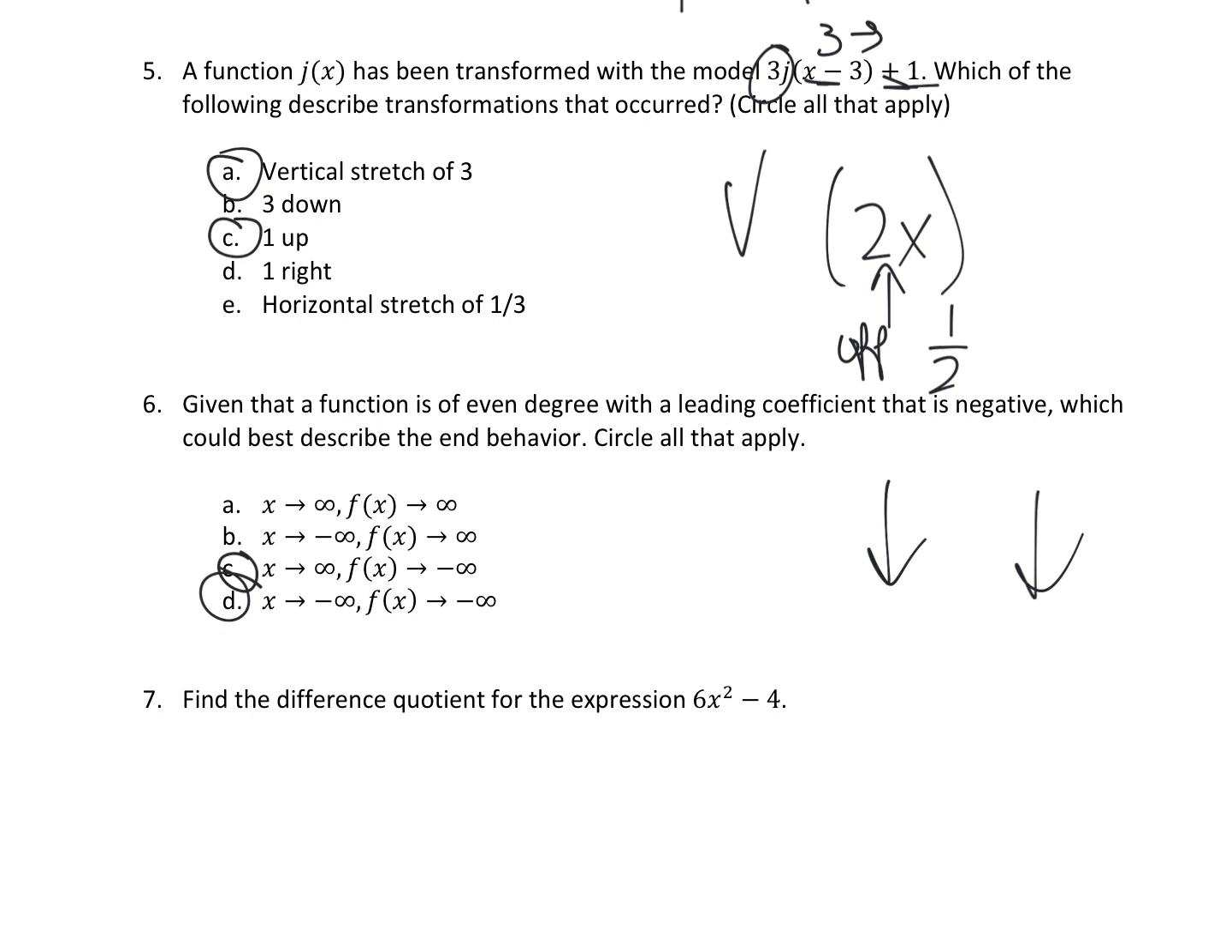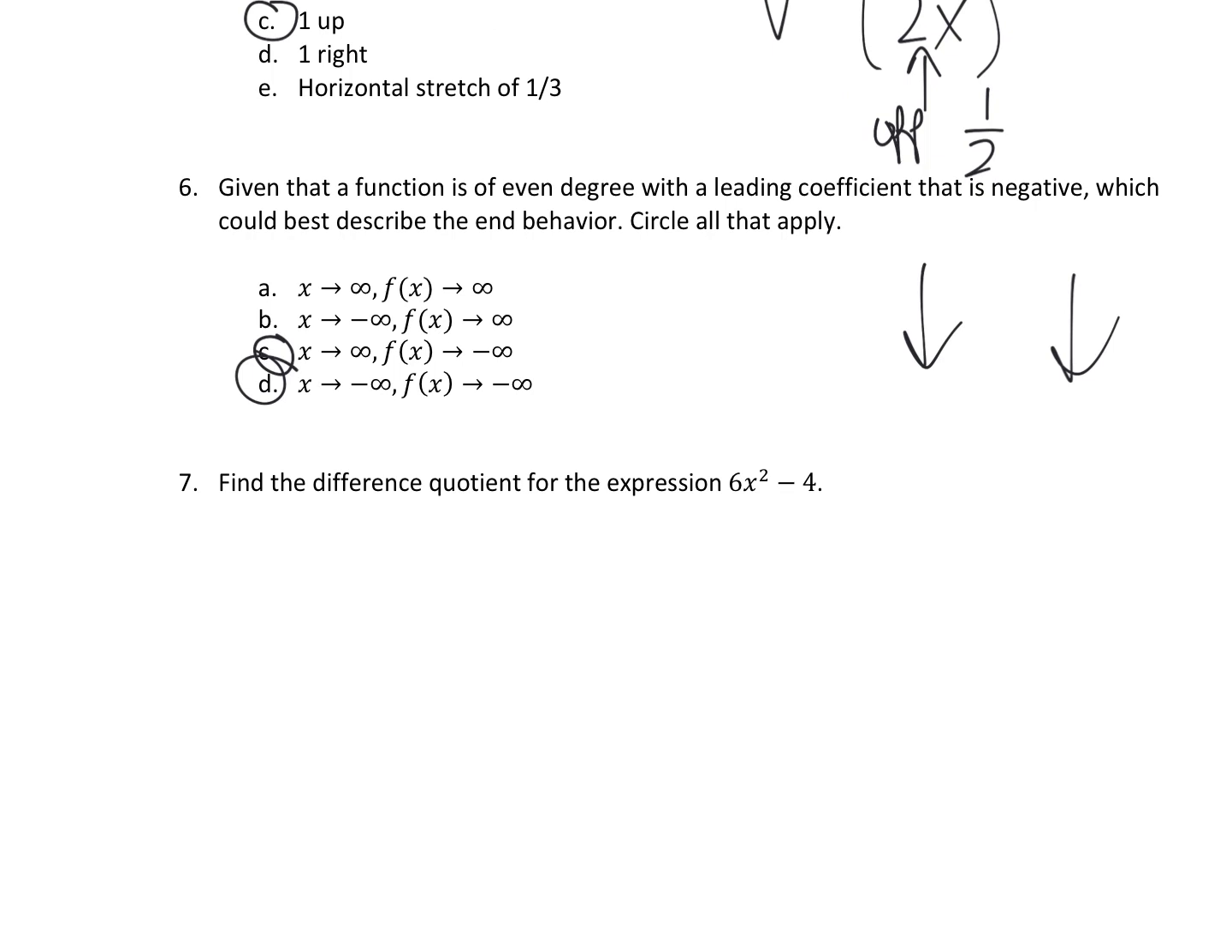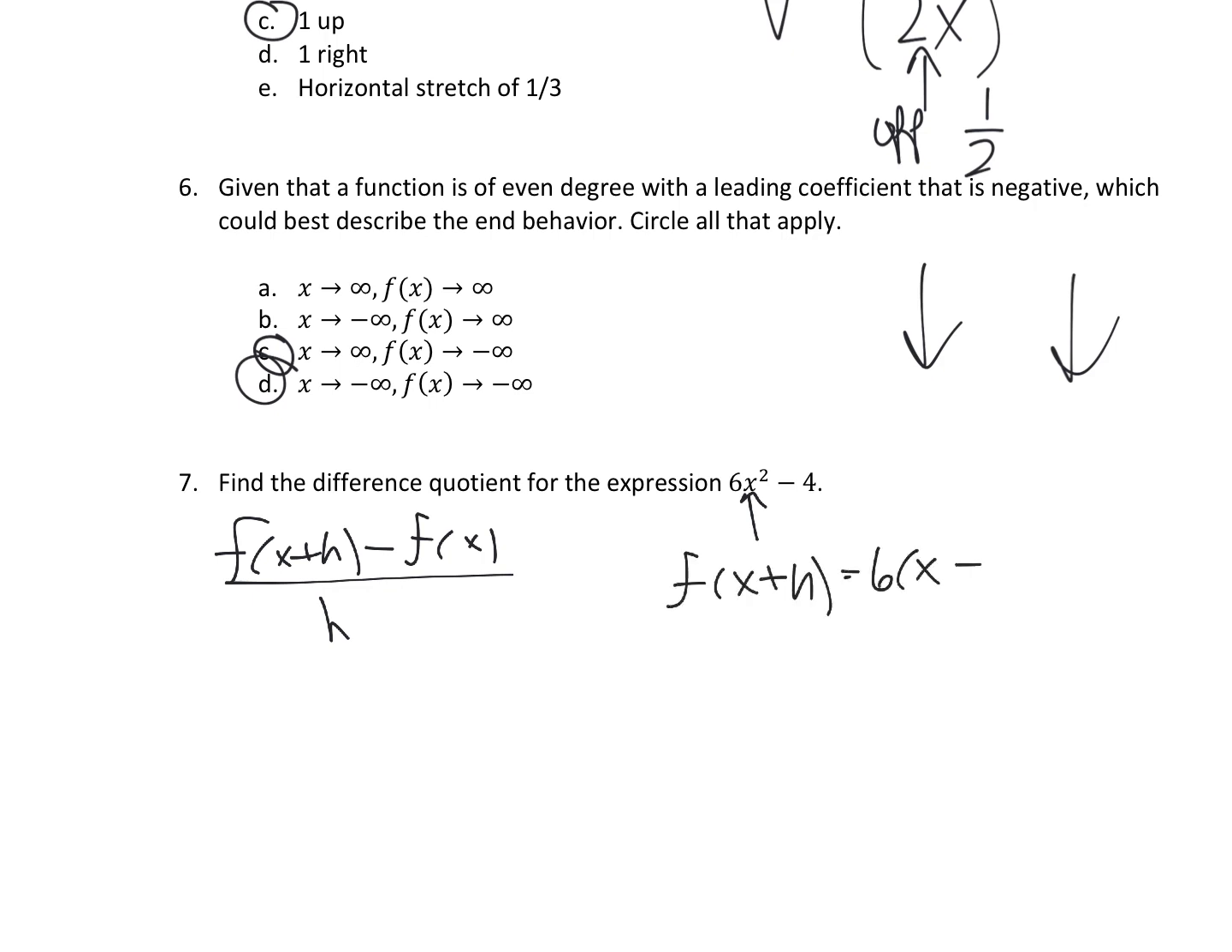Okay, and now finally we have to find the difference quotient. Remember, the difference quotient has a really specific formula: f of x plus h minus f of x, over h. So this is f of x. To find f of x plus h, we need to do some substitution wherever I see x.